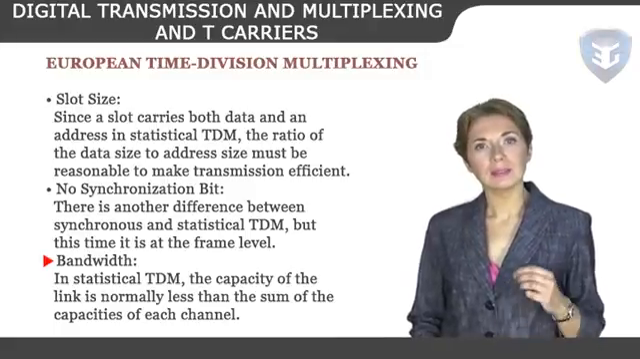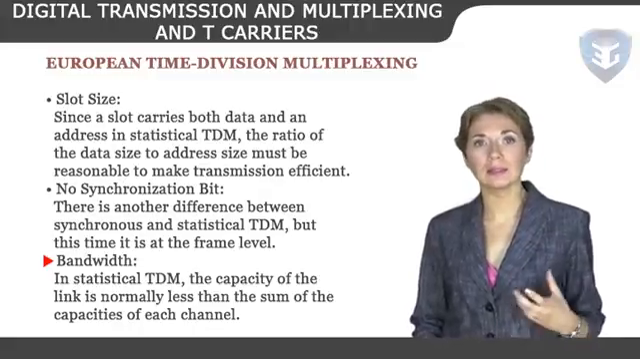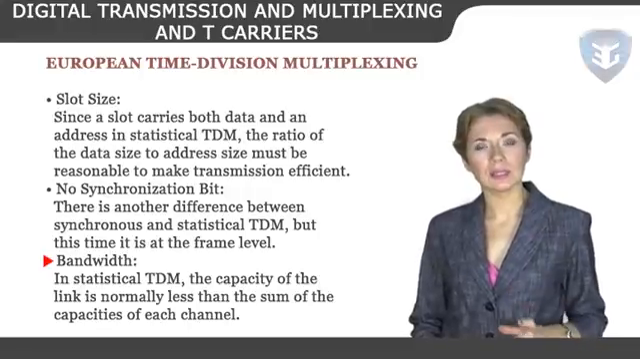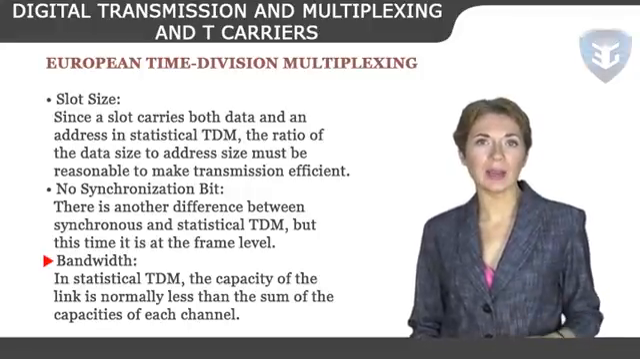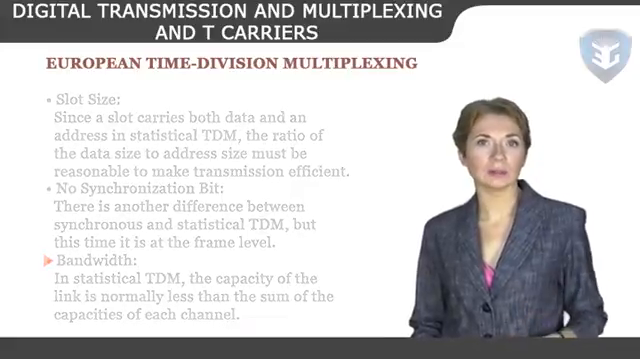Bandwidth. In statistical TDM, the capacity of the link is normally less than the sum of the capacities of each channel. The designers of statistical TDM define the capacity of the link based on the statistics of the load for each channel.